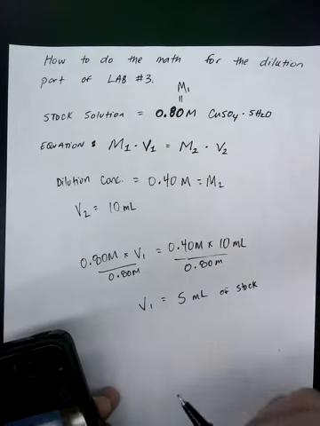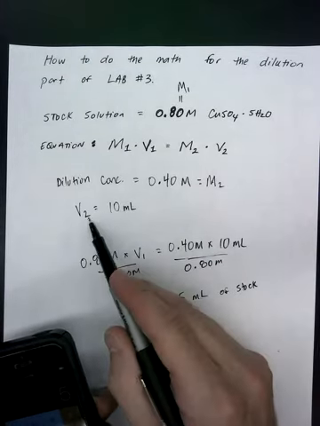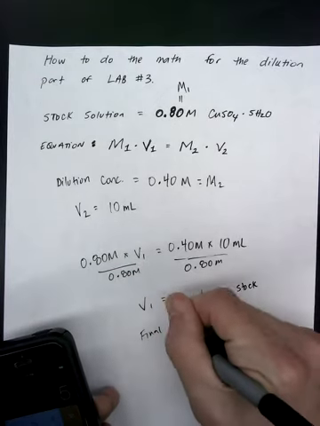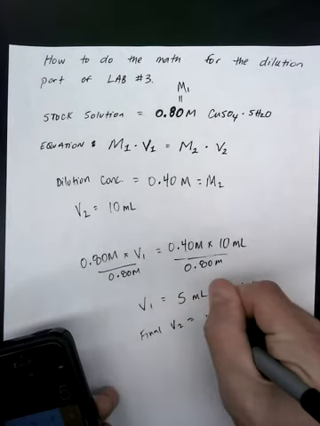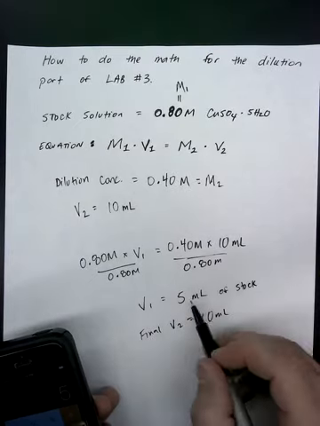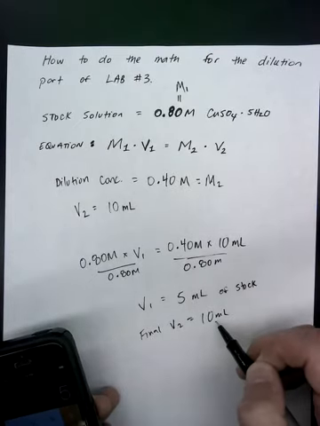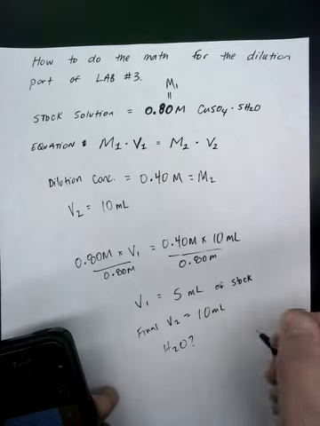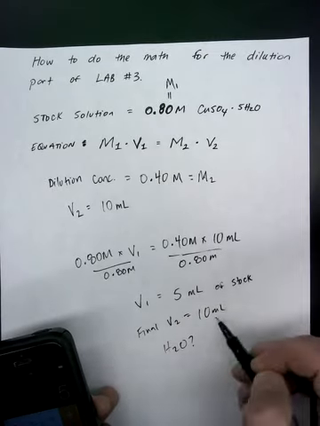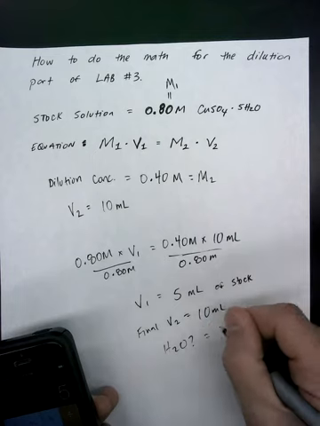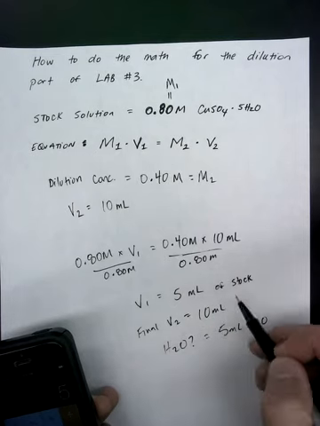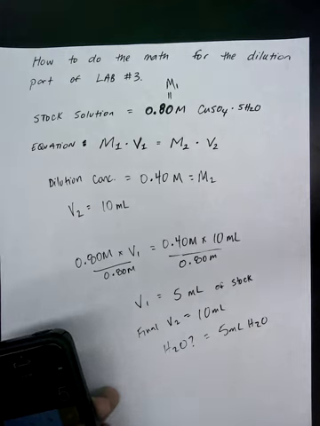You should recognize 5 milliliters is not equal to the final volume. The final volume is 10 milliliters. So if I have 5 milliliters of stock and I want 10 milliliters total, how much water do I add? Pretty easy math, right? If I have 5 and want to get to 10, I'm just going to add 5 milliliters of H2O. So 5 milliliters of H2O and 5 milliliters of the stock will get me my 10 milliliters final. That's what you want to do in the data table that you have for the lab.